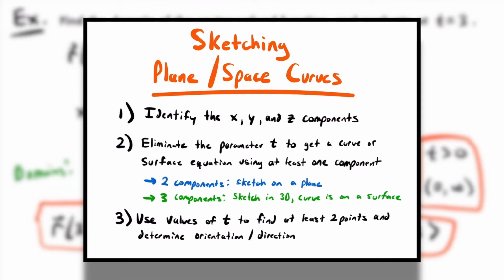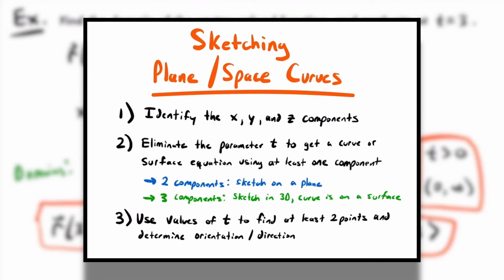They should all be in terms of t because you're looking at a vector function, but regardless, you want to identify those components. Once you've done that, then what you want to do is eliminate the parameter t to get a curve or surface equation using at least one component. Okay, and what that actually looks like in practice is going to depend on your vector function. So you'll see that in our example problems, but something that you do want to note is that when your vector function just has two components, you are clearly working with a plane curve. So you're going to want to sketch your curve on a plane.